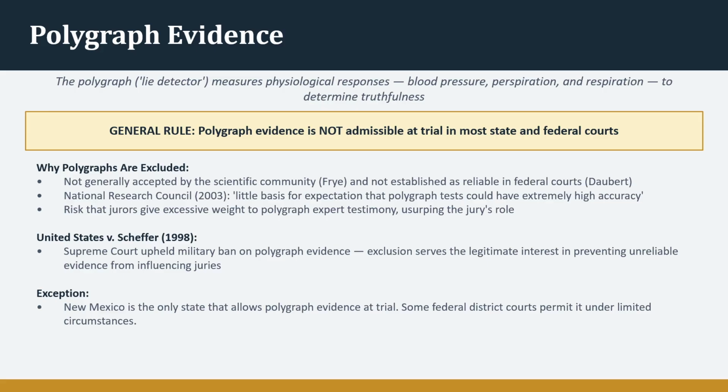Researchers continue to develop alternative deception detection technologies. Voice stress analysis, thermal facial imaging, and functional brain imaging have all been explored. As of now, none of these has achieved legal admissibility in any jurisdiction. The reliable lie detector remains, for the time being, a goal rather than a reality.